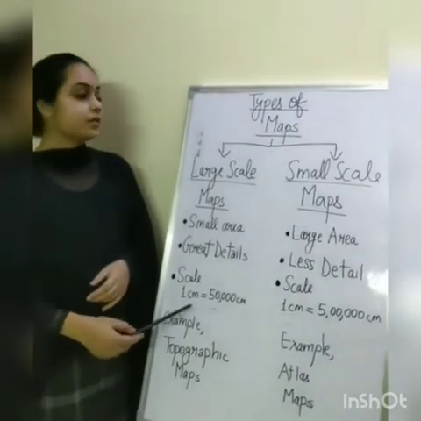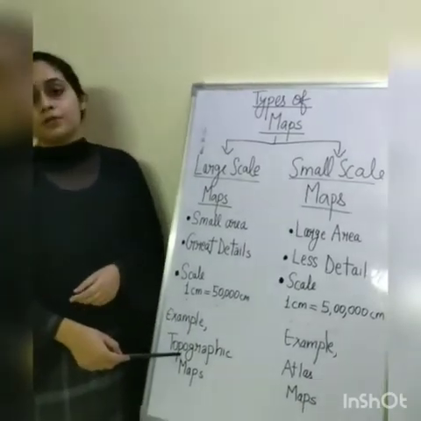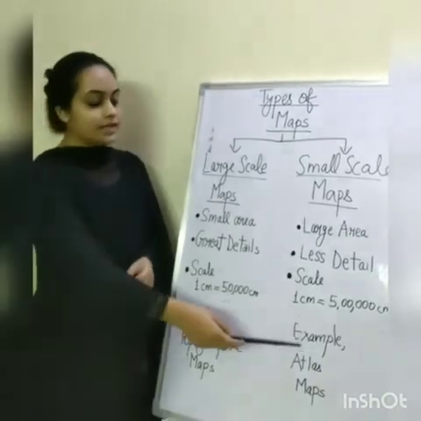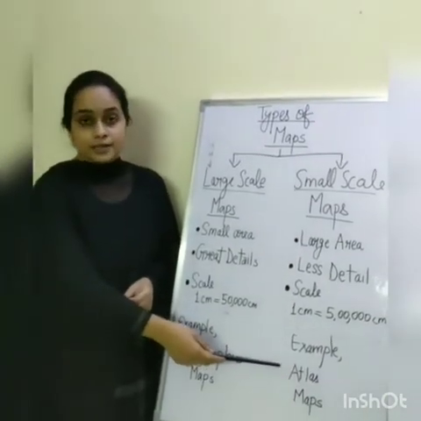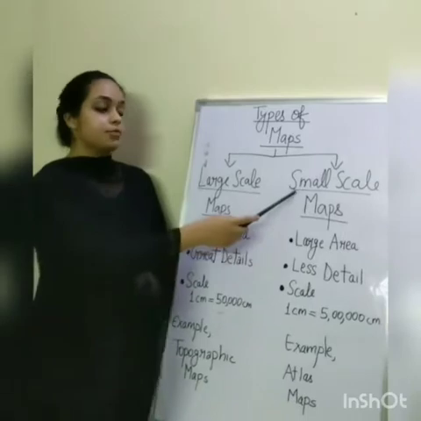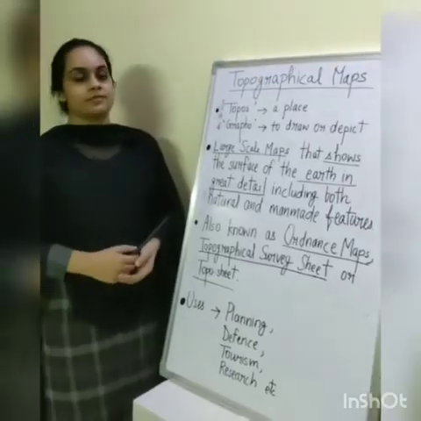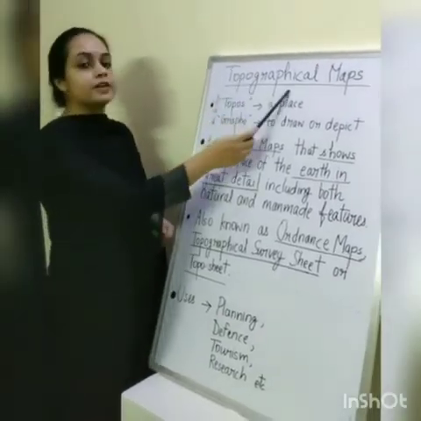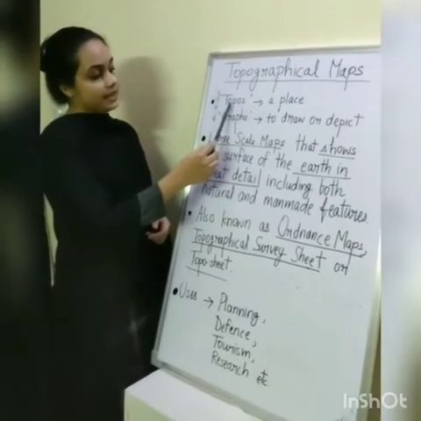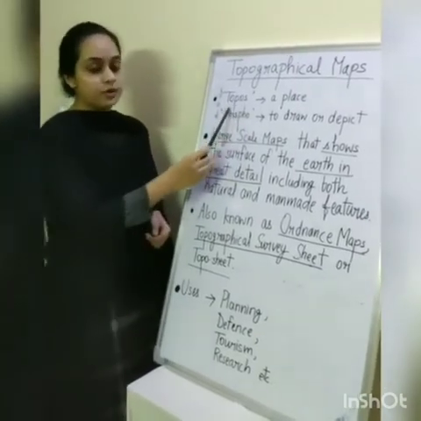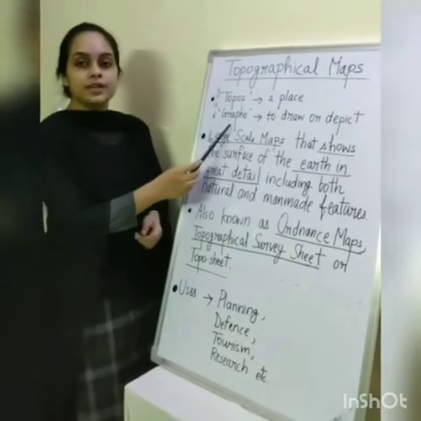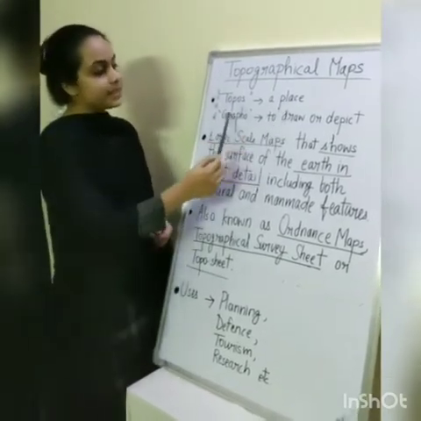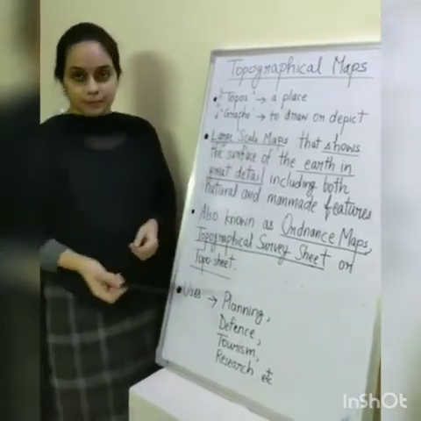Now for example, a topographical map is a type of large scale map, and the maps that you see in your atlas or wall maps are small scale maps. Topographical maps, or topos: the word has been derived from 2 Greek words, topos and grapho. Topos means a place, grapho means to draw or depict.